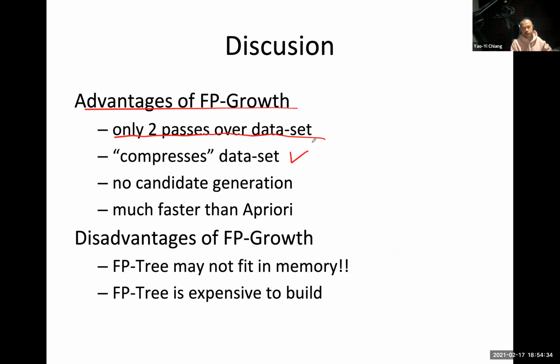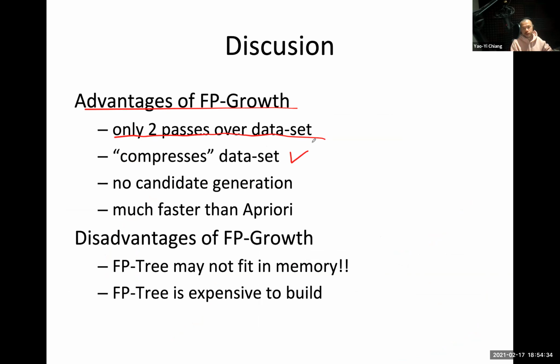The disadvantage of your FP growth algorithm is the tree might not be able to fit in memory, and it's expensive to build because you have to insert it and all that. There are algorithms that you can use to speed up this recursion process, but still, if it's too big, it is too big.